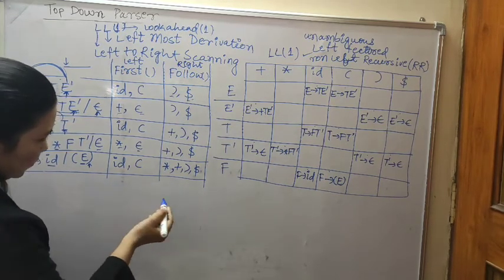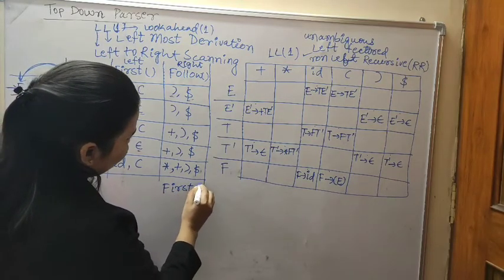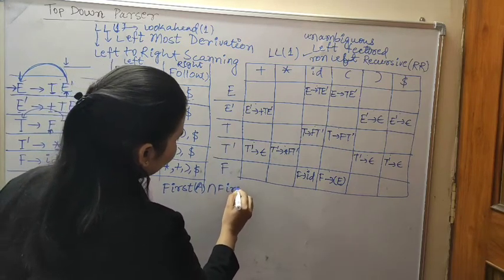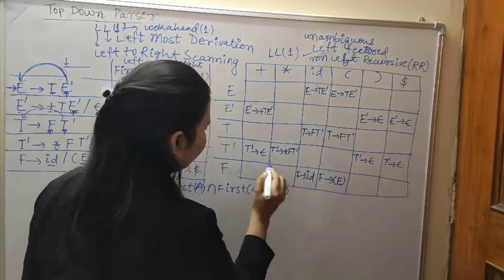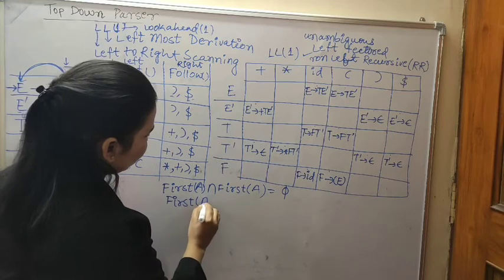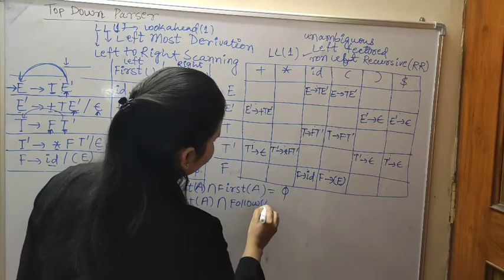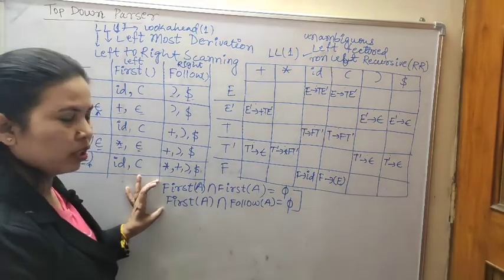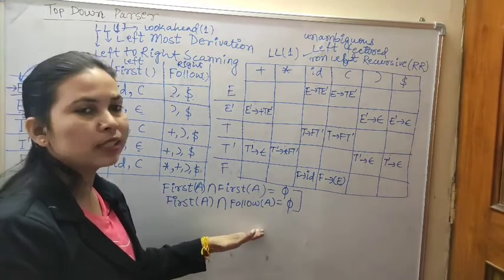Suppose one rule has been given: first of A intersection first of A equals epsilon, and the second one, first of A intersection follow of A equals epsilon. You can check with either of these rules, and if anyone of these rules holds, then definitely it is an LL1 grammar.